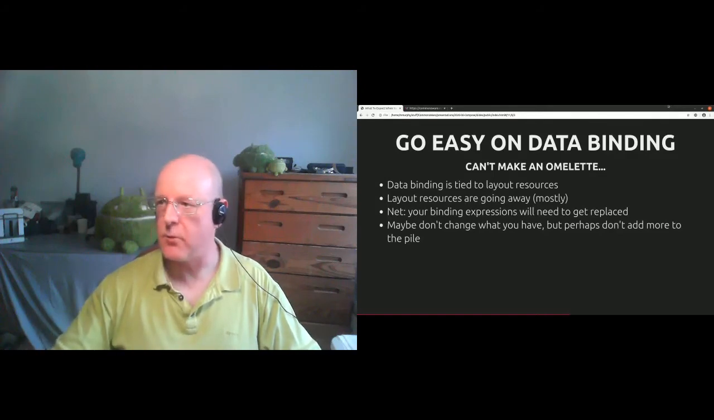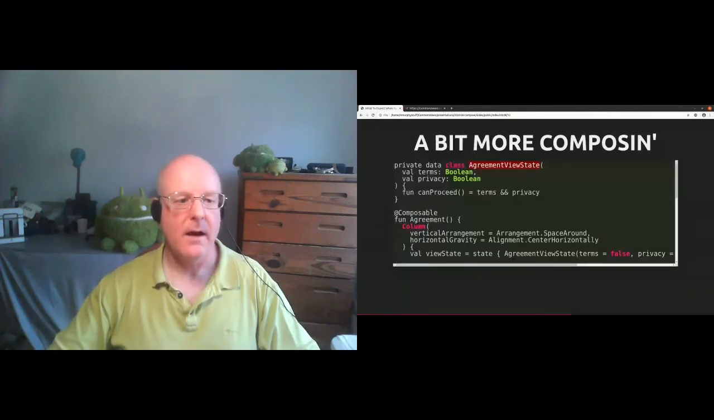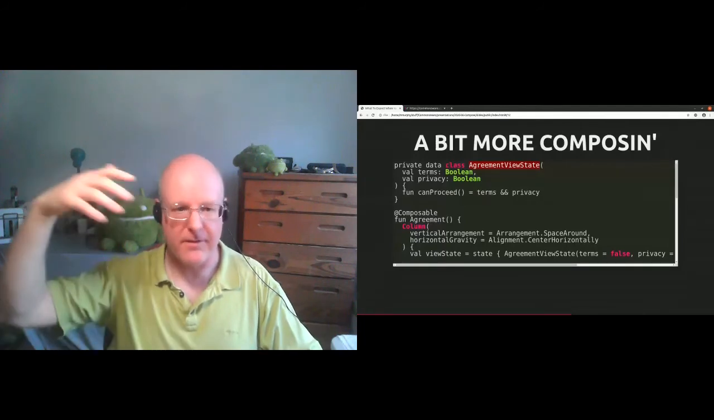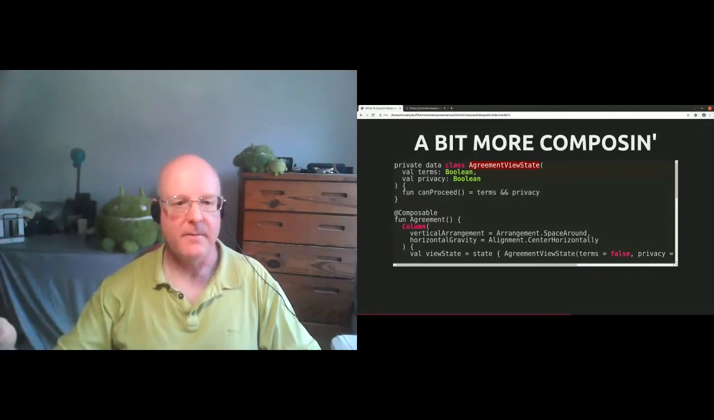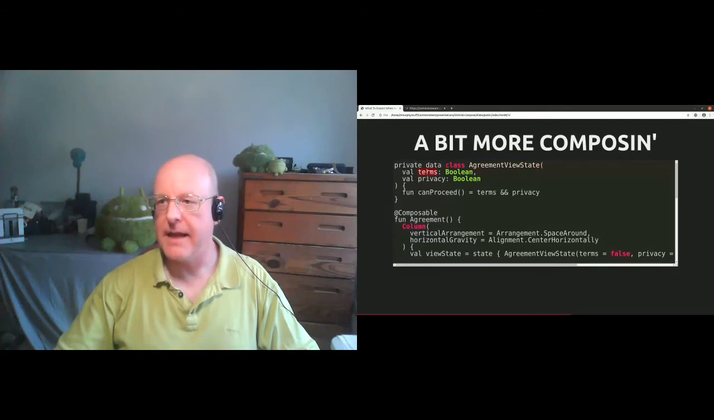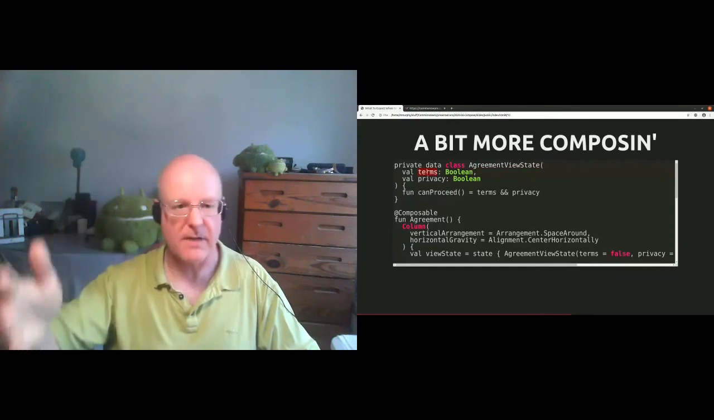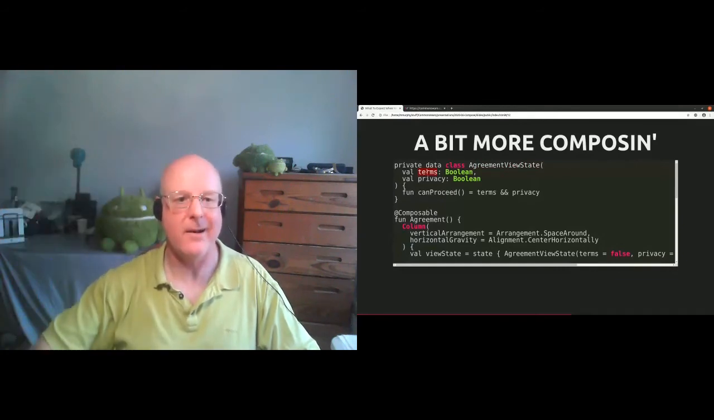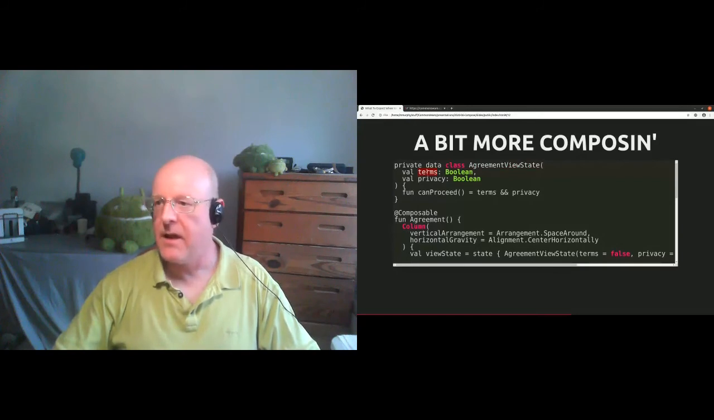So let's take a look at a little bit more code. Here we have a data class called AgreementViewState. This is for a form, where in addition to this form, you are presenting some legalese that the users got to agree to. And so there is a terms and conditions, and there is a privacy policy. And you want them to check a couple checkboxes to say that, yes, they have read and agreed to these things before continuing. And so we've got a canProceed function that simply is looking at those two values and determining whether or not we're able to go along.